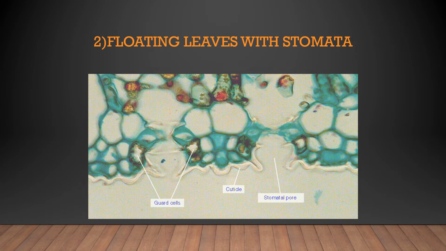The second adaptation they use to live in the water is floating leaves with stomata. You know that the stomata are the main structure that helps in the water loss or the gain of water. And the second important function that stomata play is the exchange of gases. So the leaves of the hydrophytes contain numerous stomata. You can see here there are guard cells and the stomatal pore. This is the structure of a leaf as seen through the microscope, and there are the stomatal pores.